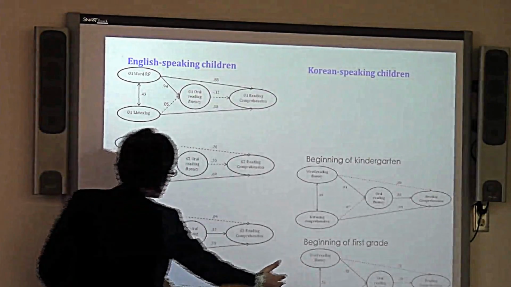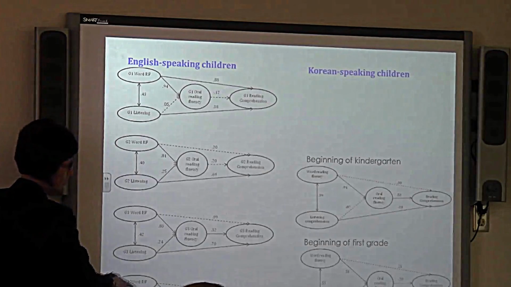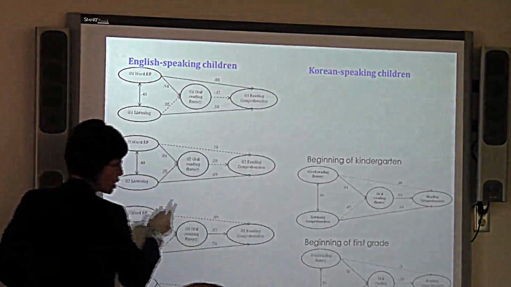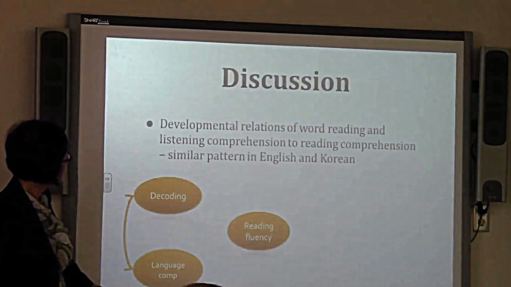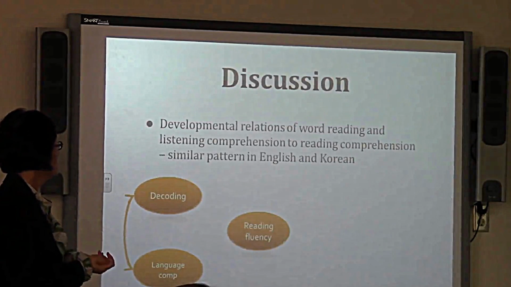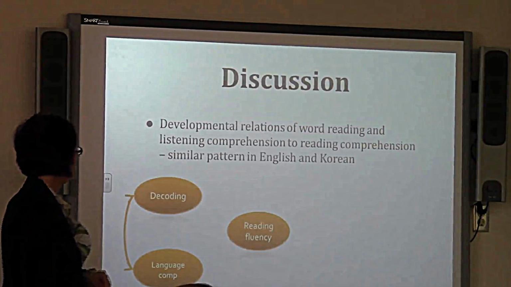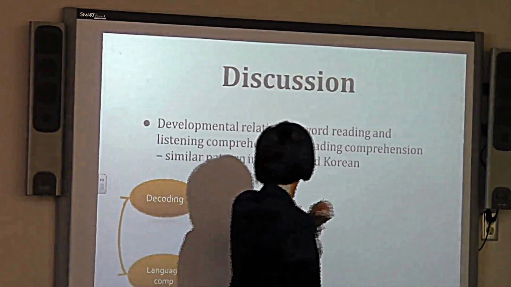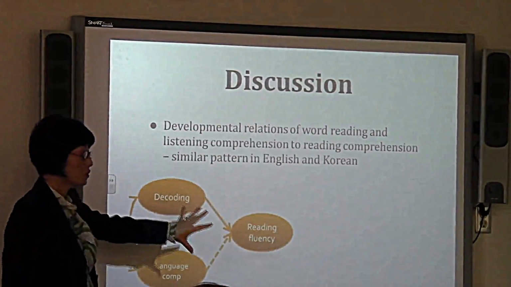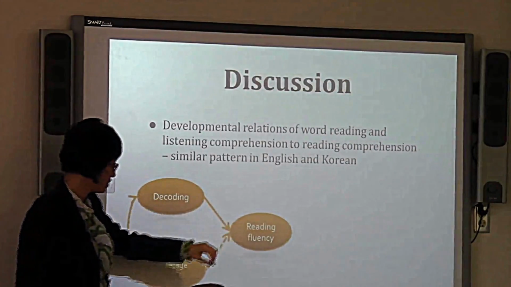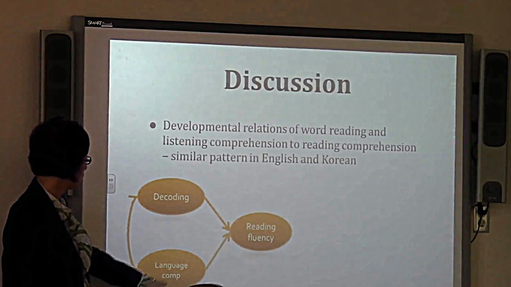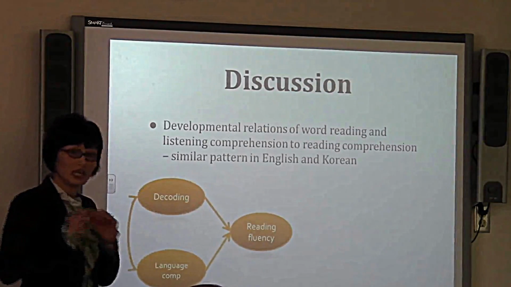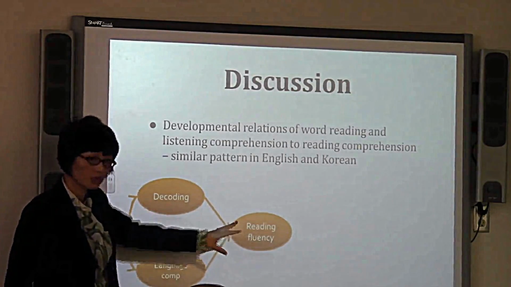So this beginning first graders pattern is similar to fourth graders in English. Beginning kindergartners relation, some aspect of it is similar to here, but some aspect of it is similar here. So, according to what we saw here, the developmental relations of word reading and listening comprehension to oral reading fluency seem to be similar. So what it means is, during the beginning phase, decoding dominates the relation with reading fluency, but later, language comprehension comes into play, because at this point, kids do not have to pay attention to decoding as much. Now language comprehension comes into play for reading fluency.